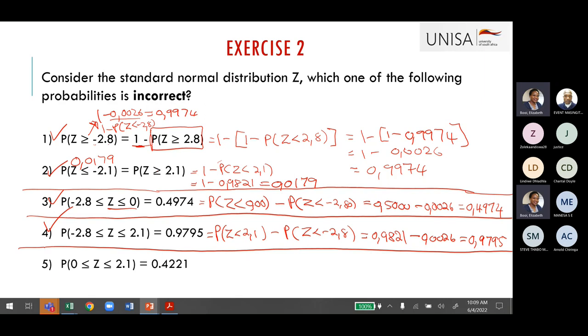So, number 5, we need to find the probability of the second one, which is Z less than 2.1, minus the first one, which is the probability of Z less than 0. Like I said, you just ignore those greater than and less than. For the exercises, you don't need to worry too much about them. All you need to remember is take the second one minus the first, and that's it. You will know how to answer these questions. And that is the base.